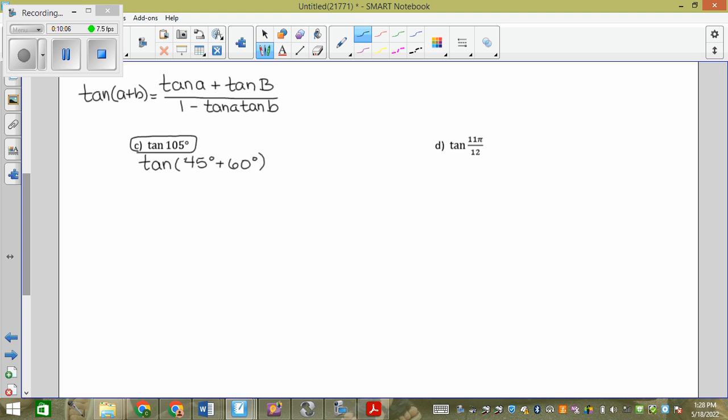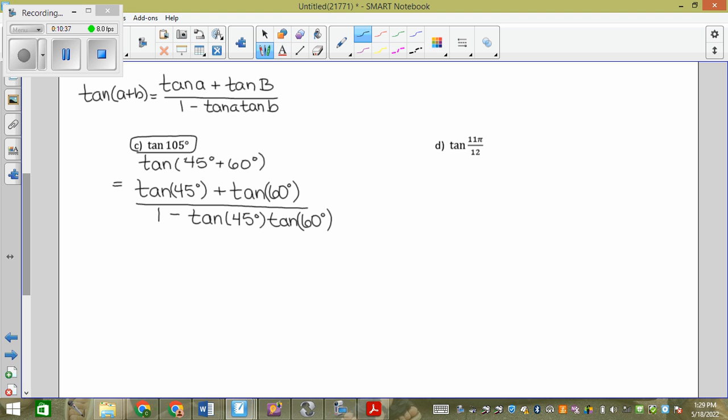So I'm going to put 45s in for the A's, and I'm going to put 60s in for the B's. And that'll get me 0.5 right off the bat, right? So it's going to equal tan 45 degrees plus tan of 60 degrees over 1 minus tan 45 tan 60. And the reason why I like quadrant 1 is I have them memorized.